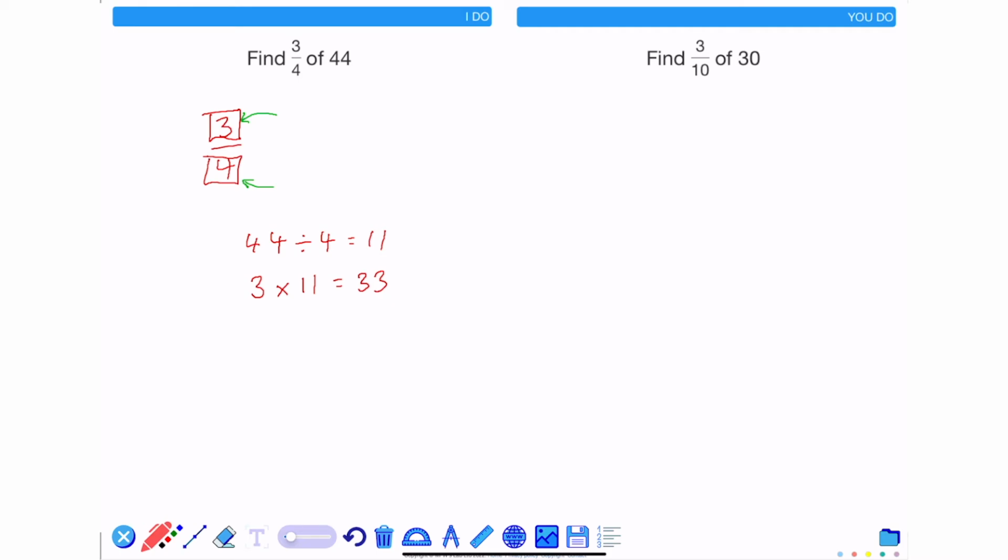So first of all, we need to divide 30 into 10 parts, which was indicated by the denominator. One of the 10 parts is equal to 3. According to the numerator, I need 3 of them. So 3 times 3 is 9. And this is what 3/10 of 30 is.